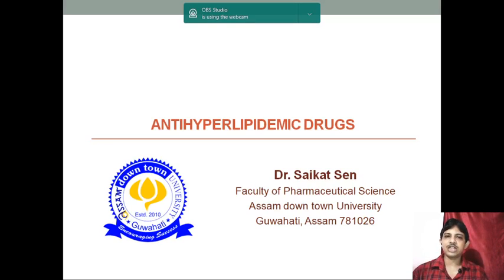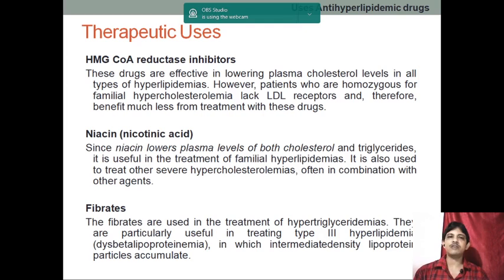Good morning. So, in the last part of the anti-hyperlipidemic drugs, all till now we have seen about the lipid metabolism, we have seen the classification of the drugs, and how the different drugs are acting. Now, let's see the therapeutic uses.